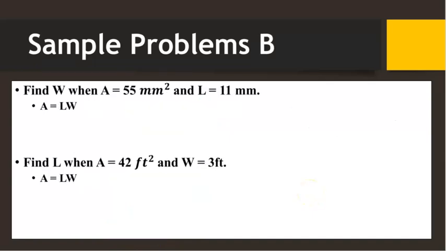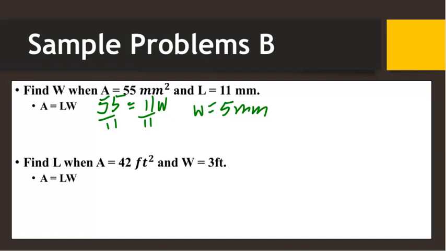Next, here we're finding the area of a rectangle. Find the width when the area is 55 and the length is 11. So we need to find the width. The opposite of multiplying by 11 is dividing by 11. The width is going to be 5 millimeters.